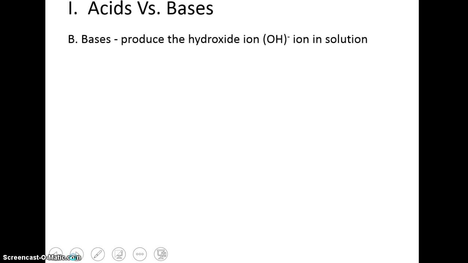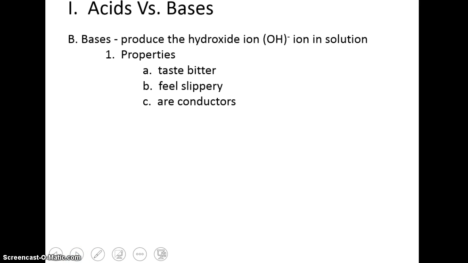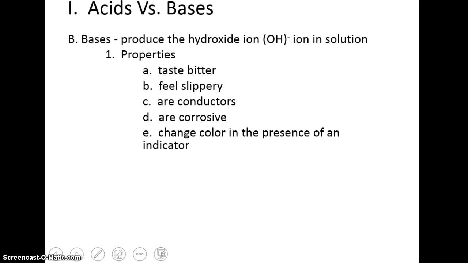Bases. Bases produce the hydroxide ion in solution, which is OH-. They taste bitter. Bitter is something like coffee or baker's chocolate. They feel slippery. They're conductors. They're corrosive. And they also change color in the presence of the indicator. So the last three properties are similar between acids and bases.